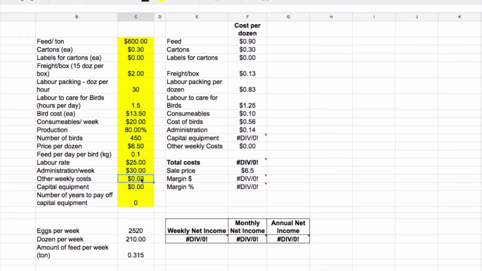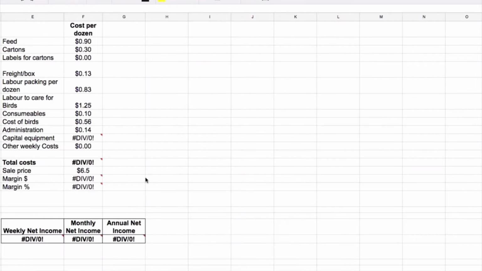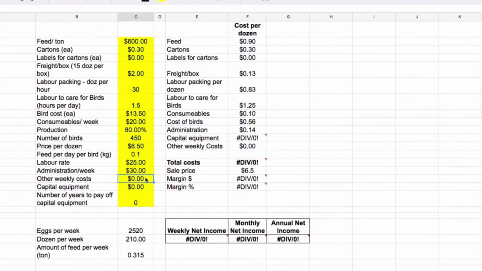Other weekly costs. Now we've got consumables, which is your stationery. You've got your administration. This is just put in there. It could be insurance. It could be food license. It could be you had to send your Maremma dog to the vet and it's cost you so much money, and you might break it down per week. Whatever it is, that's literally why we've written other. It's other things. So I'm just going to say $20 a week. So that's going to be, what's that, $800 a year or something of other costs.